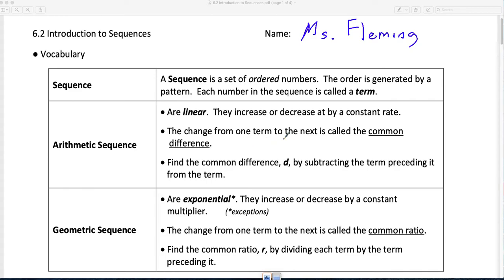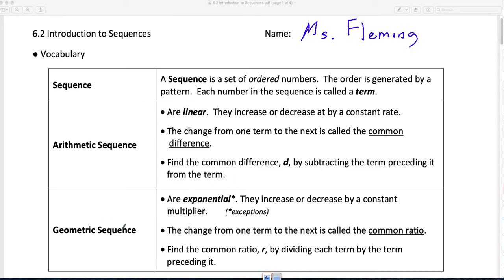All right, the change from one term to the next, instead of calling it a slope, we call it a common difference, and we're going to do a lot of things where you're going to look for d's. Okay, to find the common difference, you subtract the term preceding it from the term after it. And that sounds really complicated, and it's not. We're going to do it in just a minute.